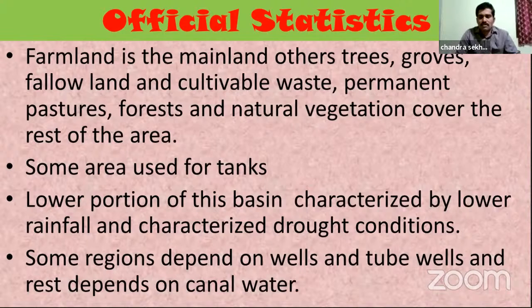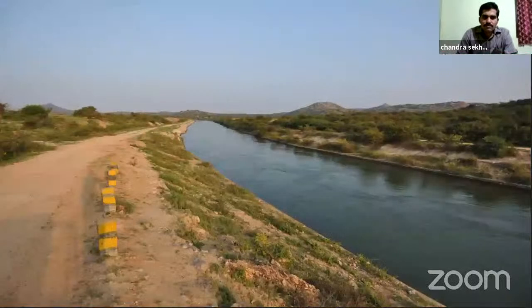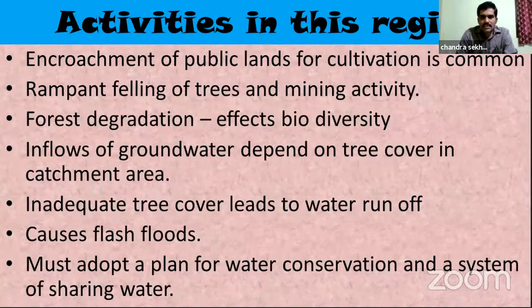Okay, but all the region is not getting sufficient canal water. So here you can observe the Tungabhadra canal, which is coming from Hospet and which gives water to Telangana and Andhra Pradesh. Okay. So what are the activities which are going on in this catchment area or in this basin?